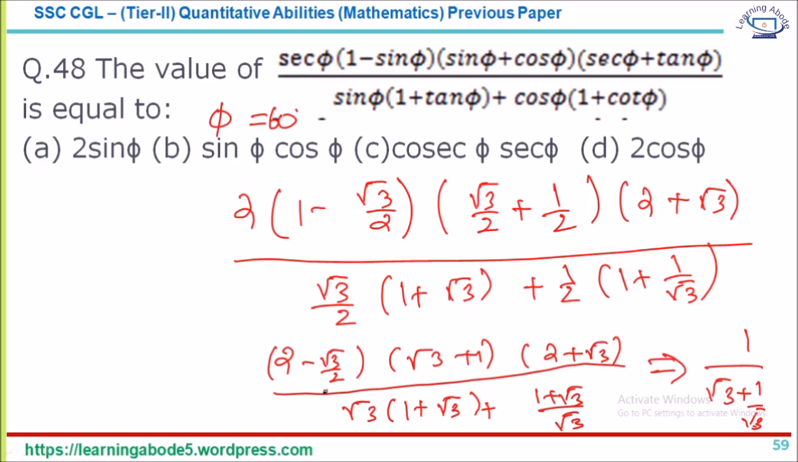Okay, so that will be finally root 3 by 4. Now in the options you don't have numbers, what you have is in terms of sine and cos. Now in that you take option B. Now sine 60 into cos 60. Sine 60 is root 3 by 2 and this is 1 by 2, so that is root 3 by 4. So the answer is option B for question number 48.